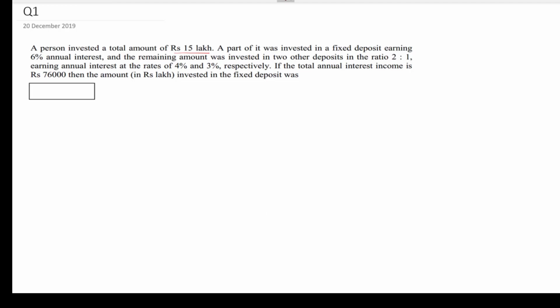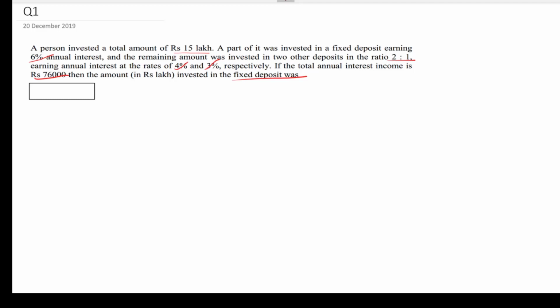A person invested a total amount of 15 lakh. A part of it was invested in a fixed deposit at a 6% rate, and the rest was invested in the ratio 2:1, at rates of 4% and 3%. The total annual interest income is this much. We need to find the fixed deposit. So this is a basic ratio and proportion question.